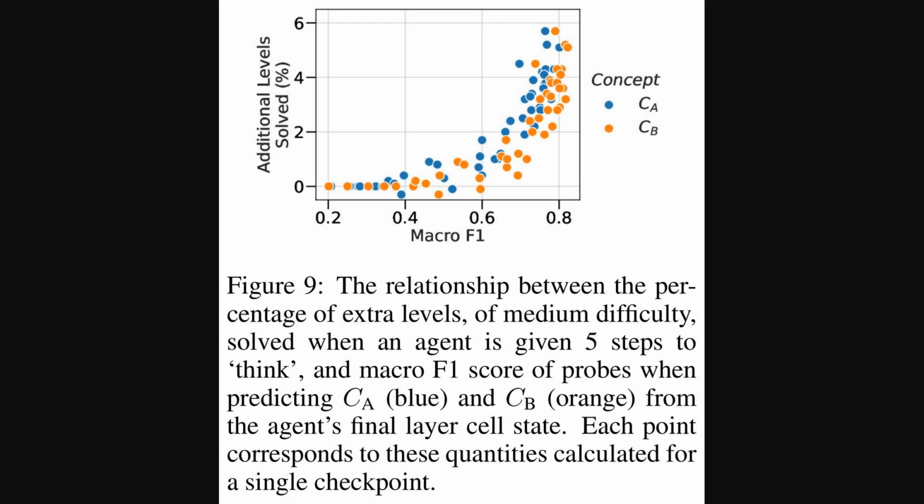Okay, so we've seen these concepts are causally linked to actions. Now, this final figure ties it all together, showing how the emergence of these concepts during training relates to the agent's ability to benefit from extra thinking time. Alright, you can see a clear correlation as the macro F1 scores for predicting agent approach and box push improve. The percentage of extra levels solved with more computation time goes up. This really suggests these learned concepts are fundamental to the agent's planning-like improvements.